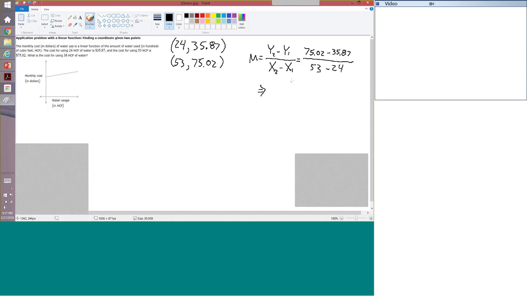And I forgot to grab my calculator. I believe that's going to give us 39.15 over 29. If I did any math wrong, please point it out, but I'm pretty sure we can go along with that. So now we have our slope, that's equal to m.